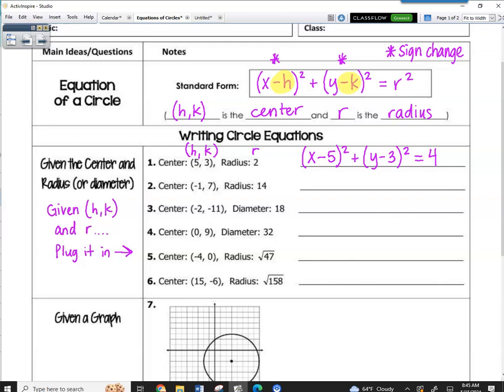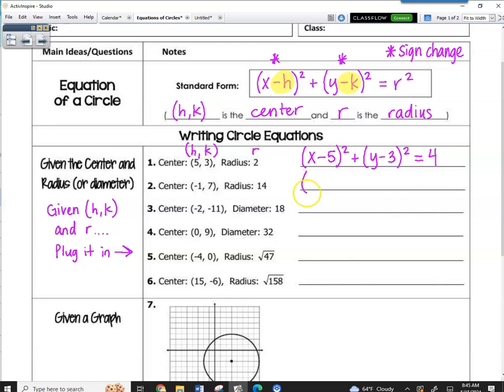You should be done with number 2. If you're not done, then that means you're not quite understanding it yet, which is okay. It's only the second problem. So let me help you. We're going to write the equation of the circle. We know the center. We know the radius. That's all we need. So here we go.